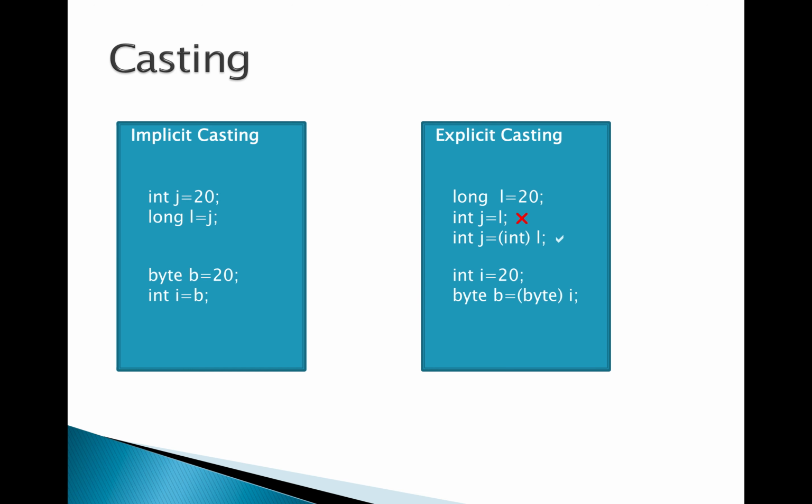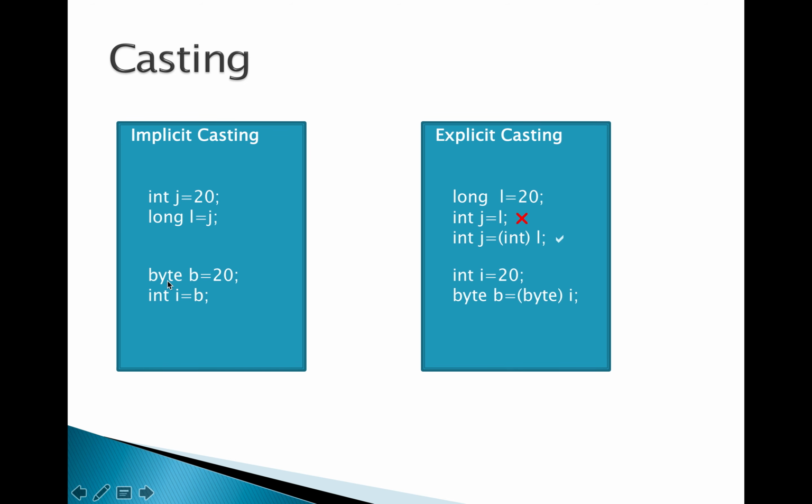Casting. So what do you mean by casting? In this example, I have integer j is equal to 20 and then long L is equal to j. So j is nothing but 20, and I'm assigning j to L. Since it is the value of 20, you don't need to cast it into long. It can be directly stored, because you are putting a small value into a large container, so it is implicitly casted.